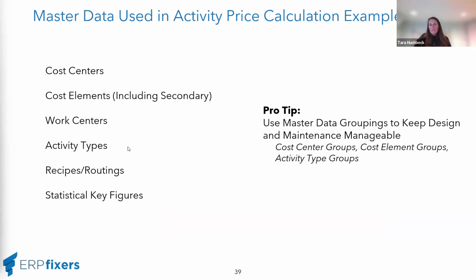So I'm going to skip through these pretty quickly here just to show, like I said, there's a lot of master data being used in that activity price calculation. We're using cost elements, including secondary in that last example. We're using activity types, recipes and routing, statistical key figures. There's a lot of opportunity within that master data space within all of product costing, but that activity price calculation example that we just used.